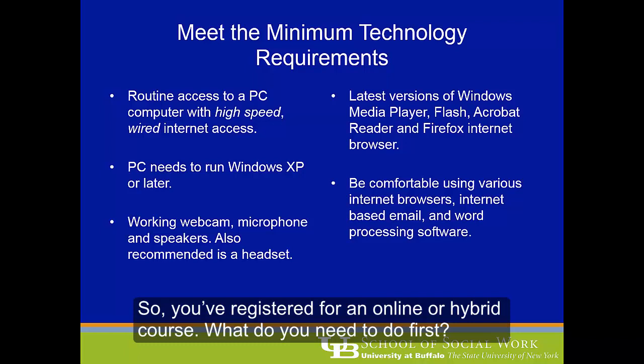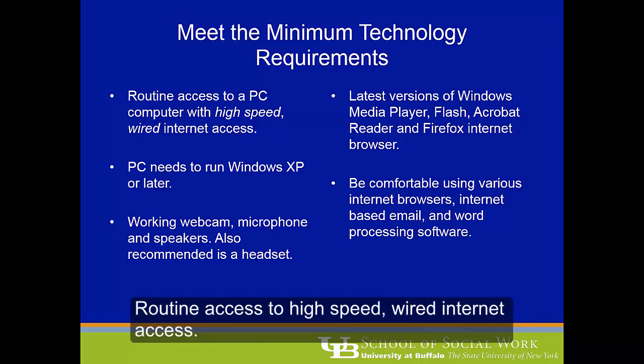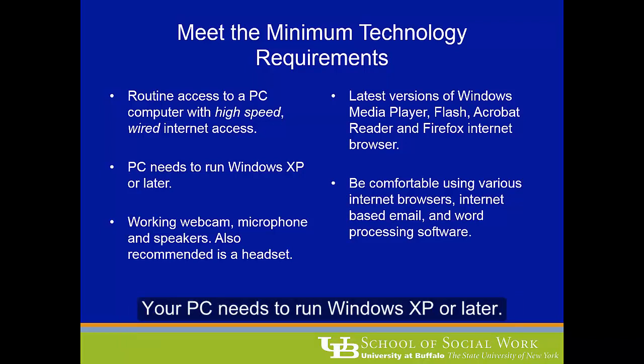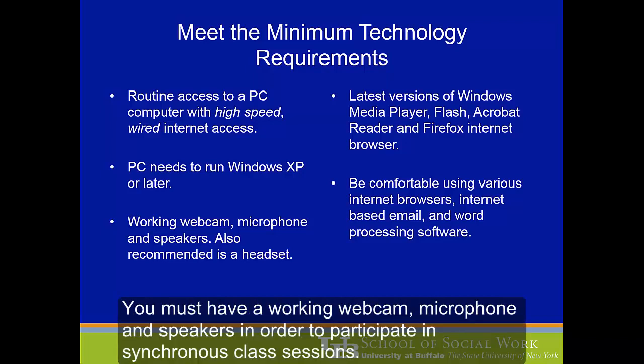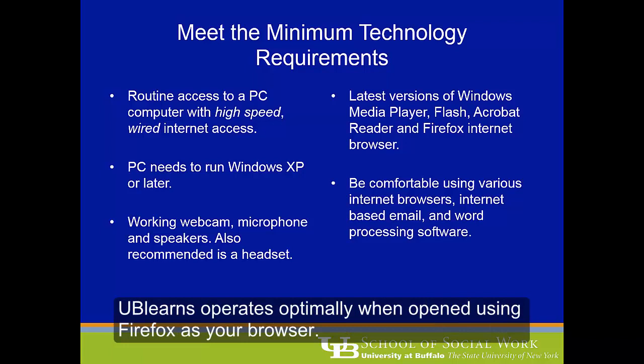So you've registered for an online or hybrid course. What do you need to do first? The first thing you want to do is make sure you meet the minimum technology requirements. Routine access to high-speed wired internet access. Your PC needs to run Windows XP or later. You must have a working webcam, microphone, and speakers in order to participate in synchronous class sessions. Download the latest versions of Windows Media Player, Flash, Acrobat Reader, and Firefox Internet Browser. UB Learns operates optimally when opened using Firefox as your browser.